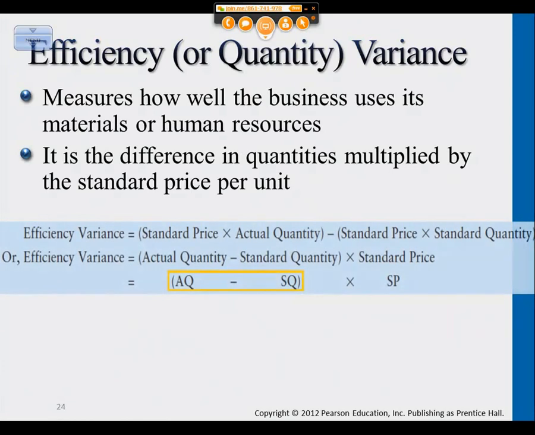Okay, so let's look at the formula. It's going to measure how well the business uses the materials or human resources, and it is a difference in quantities multiplied by the standard price per unit, right? So efficiency variance is your standard price multiplied by actual quantity less standard price by standard quantity. What can we take that's in common out of the brackets? That's the standard price, right? So we get our actual quantity minus standard quantity multiplied by standard price, and that gives us efficiency variance, something that measures how well the business uses the materials or human resources.